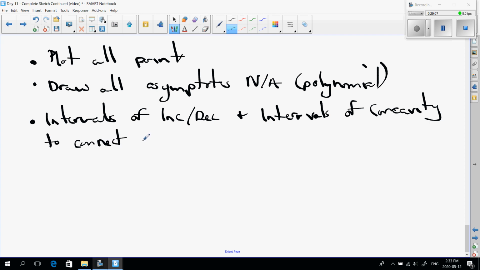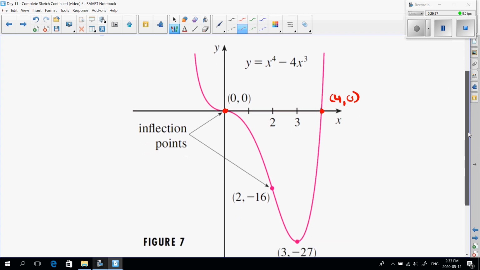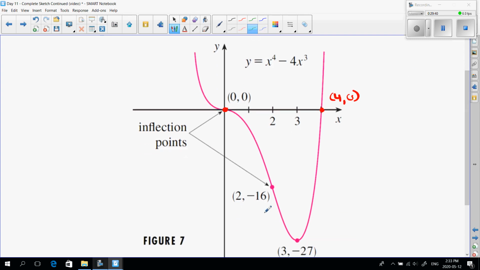I have this one already drawn. So for starters, I would list my x-intercept at 0, 0, and the other one at 4, 0. There's my x-intercepts. There's my y-intercept, 0, 0. Okay, so the x and y-intercepts would go here and here. So try and picture this without this purple or this pink line. The next thing I would do is I would put on my minimum value. That's what I found next. That was at 3, negative 27. So 3 to the right, down 27.